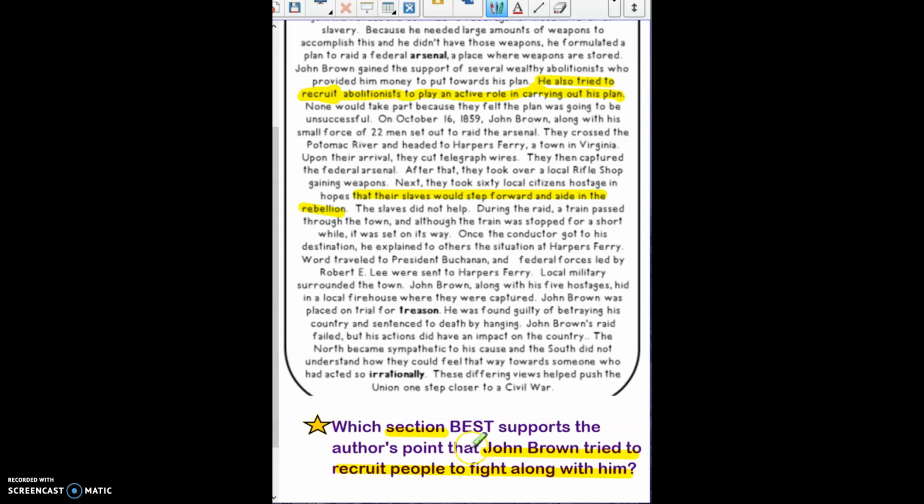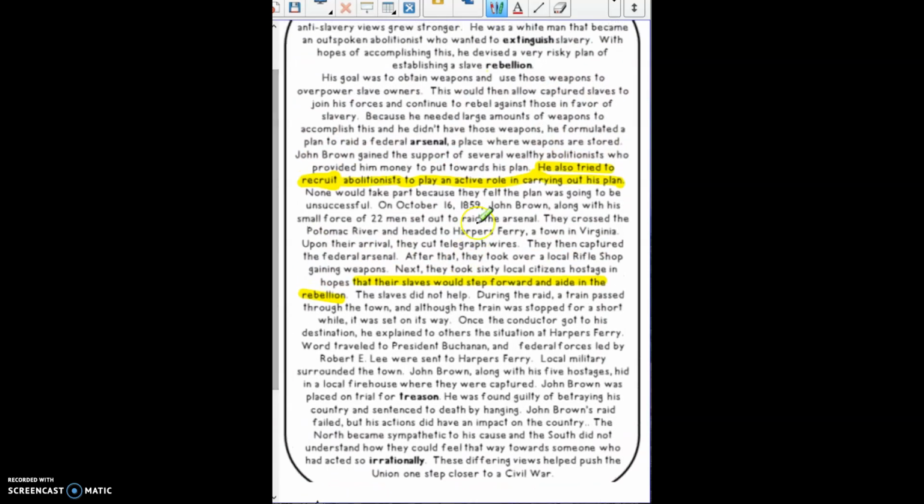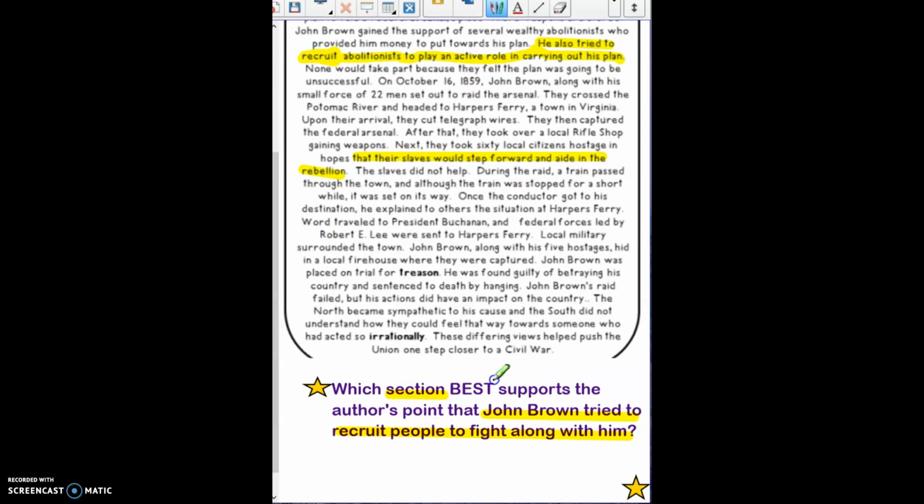So when we're answering this question here, which section, we can probably call that the second paragraph. If this is the first paragraph, here's my second paragraph. And that section best supports the author's point that he did try to recruit people to be successful in his raid.